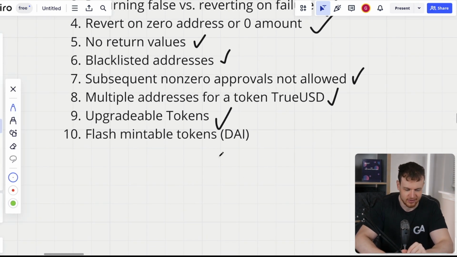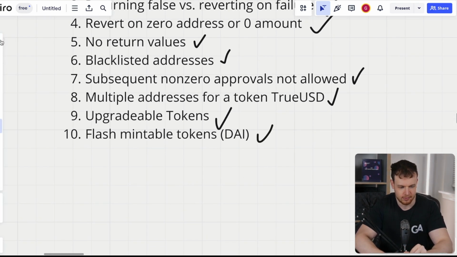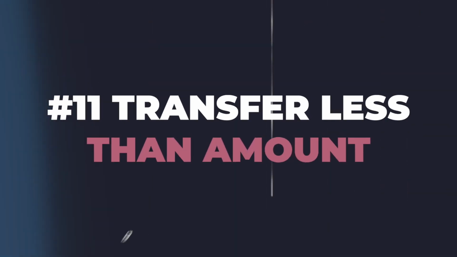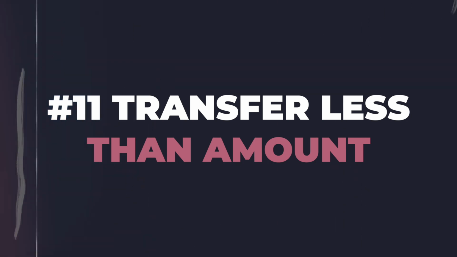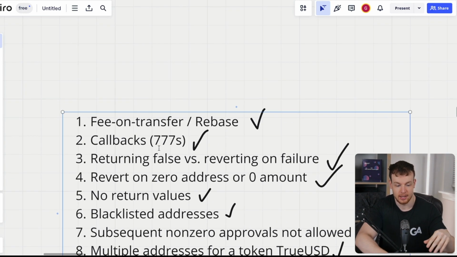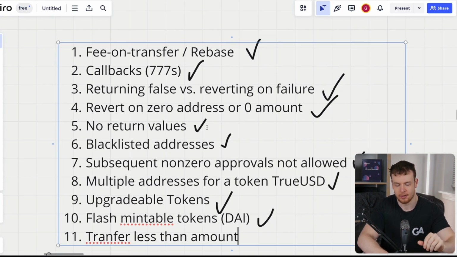All right, so number 10 here, boom, checked off. Let's go on to number 11. All right, and number 11 here is transfer less than amount. So how do I do a transfer and actually receive less than amount when it's not a fee on transfer, it's not a rebase or anything like this?